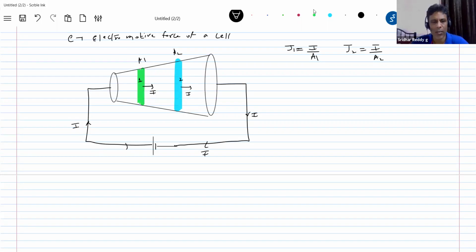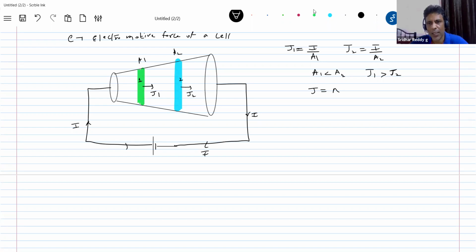And how should current density be directed? It should be directed normal to the surface area. And whatever the current in the circuit will be, the same current will flow. So now you look at this: A1 less than A2. So what will happen to J1? Greater than J2. What will be the drift speed? So we know drift speed depends on the current density.